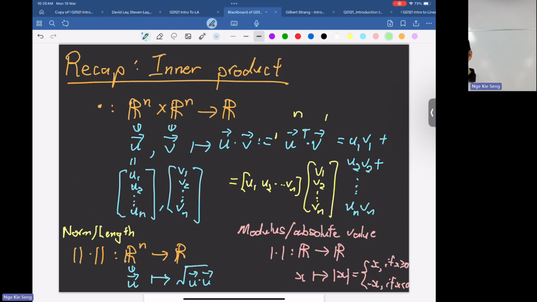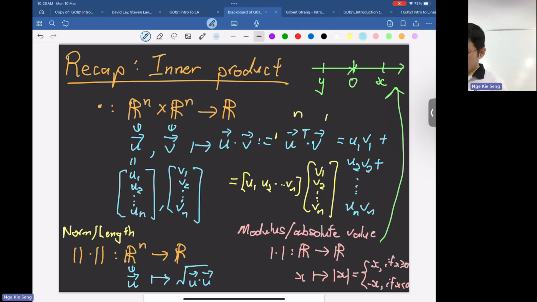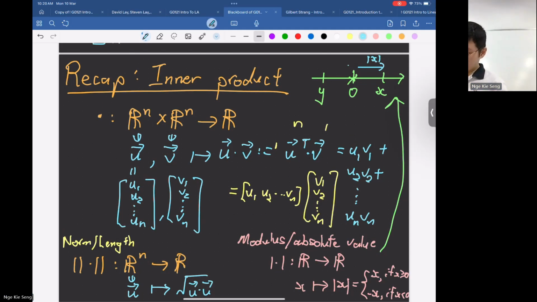So if you think of it in a geometrical way, you have a line, and you have a 0 point here. And then where is your x? There are a few ways you can place your x. Either x is on the right hand side of the 0, or it is on the left hand side of the 0, or it is 0 itself. But modulus x is really just the distance from 0. Distance cannot be negative, right?